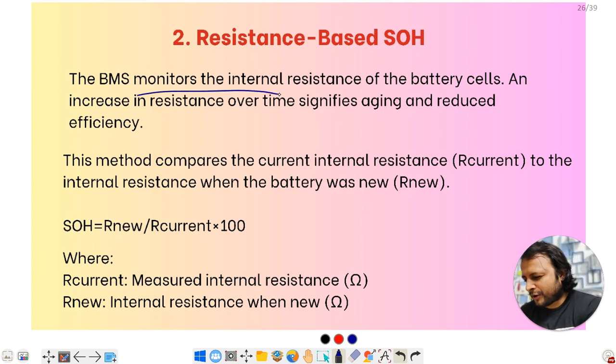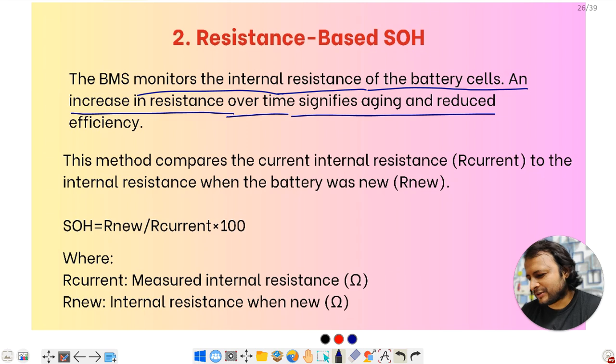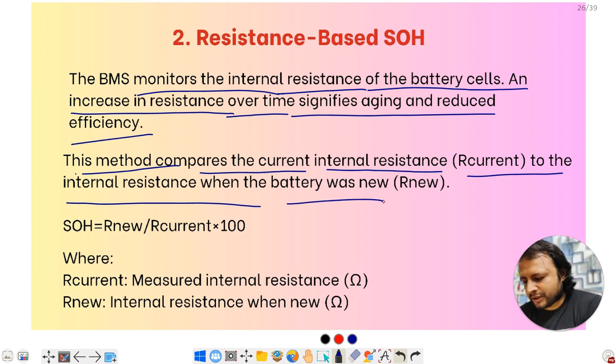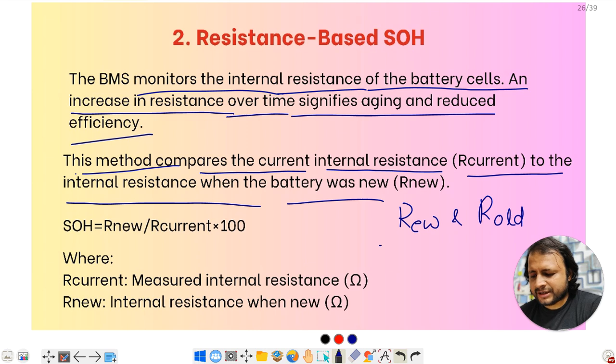So the BMS monitors the internal resistance of the battery cells, and increase in resistance over time, significant aging, reduces efficiency. This method compares the current internal resistance, R current, to the internal resistance when the battery was new. So we have two kinds of resistance. One is the resistance for a new battery, and also the resistance for an old battery. You can say this is the new one, this is the old current one.